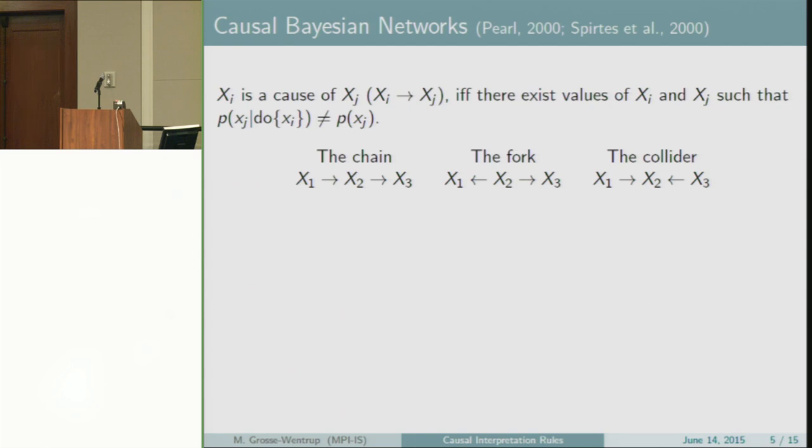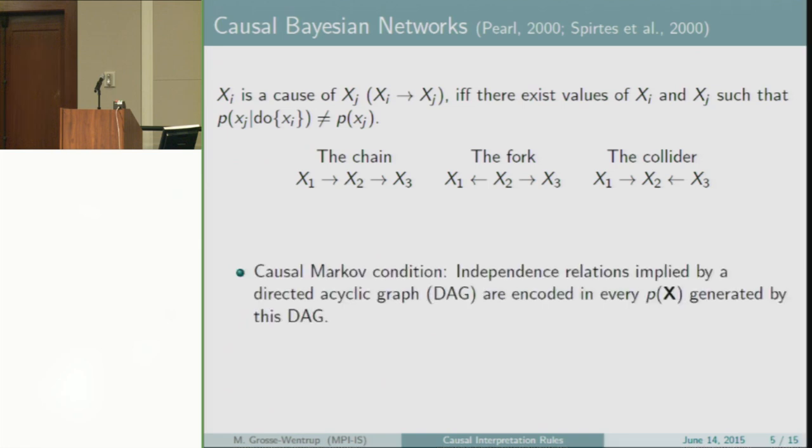Don't expect more. So each of these graphs encodes certain causal relations, and they give rise to certain observable relations in your data. These graphs exist somewhere in nature, but we can't observe them directly. However, the causal Markov condition tells us that independence relations implied by such graphs are encoded in the joint distributions that are generated by these graphs. It seems a bit cryptic. It simply means that if you look at this graph and the data that is generated by this graph, for instance, the chain, then this implies certain independence relations between these variables.